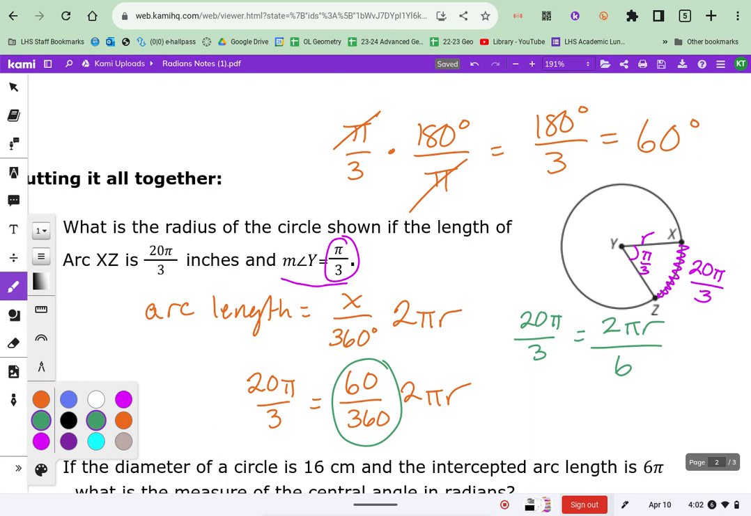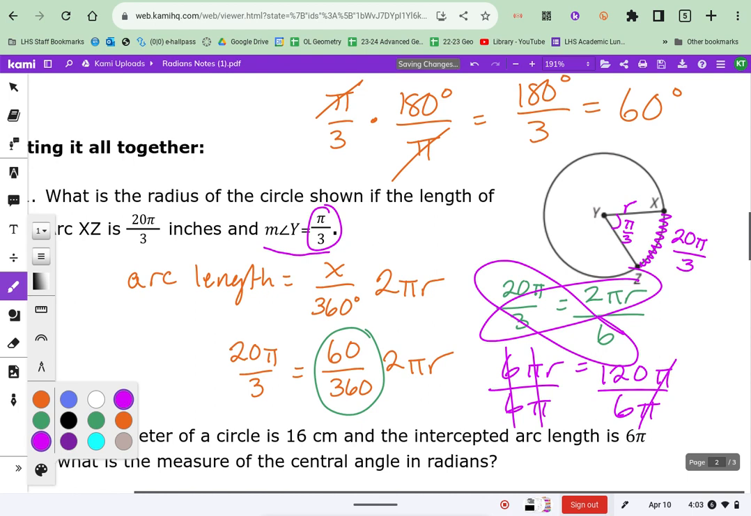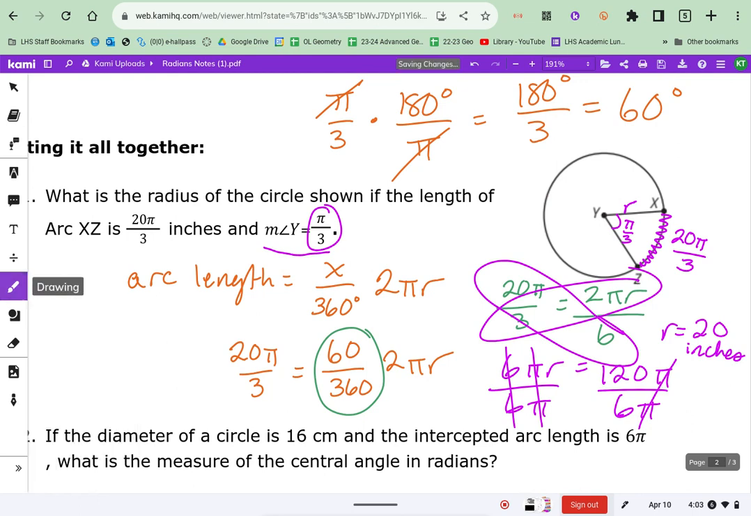You have a couple of options of how you could solve from here. I like to cross multiply. So if I cross multiply this way, 2 times 3 is 6, so 6 pi r equals, other direction, 6 times 20 is 120 pi. I'll divide by 6 pi on both sides. The pi's cancel. 120 divided by 6 is 20. So my radius is 20 inches. So you have multiple different ways of solving for these.